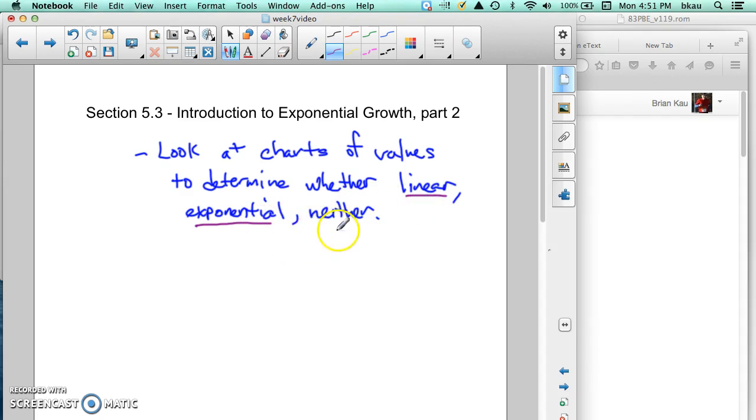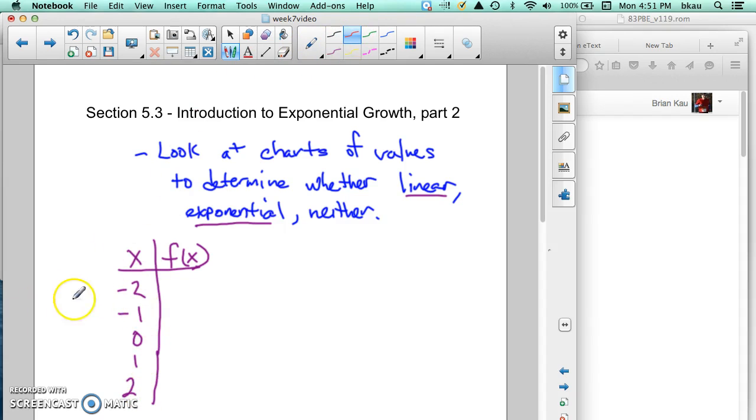If they're neither one of these, we're going to say they're neither at this point in time, but later on we might be able to match some other type of growth model like quadratic or those types as well, to model those functions later on in the class. So if we're looking at a chart of values where we have x and f of x, and we have a common growth pattern of x, that means we start off with something and we increase by a value that's constant. So we're increasing by 1 here.